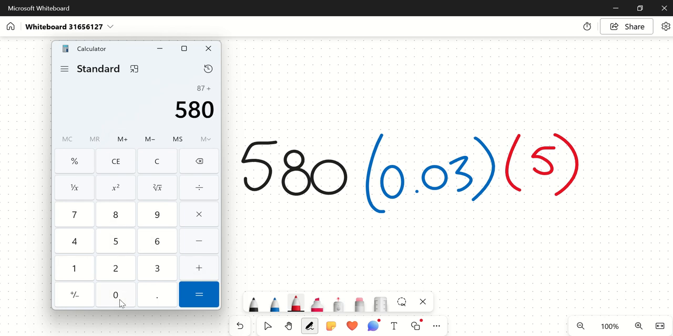580 plus 80. So 660. So you would add the interest on top of the original deposit. So he would then, in 5 years, be withdrawing $667. What he originally deposited, his original principal, plus the interest.